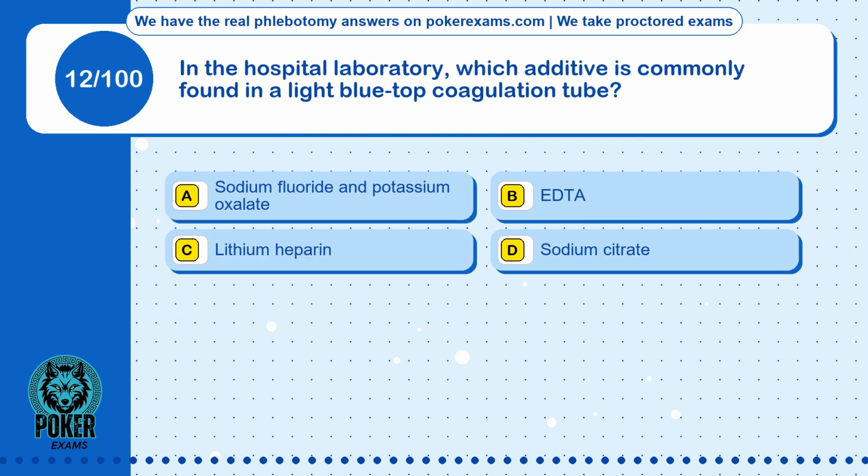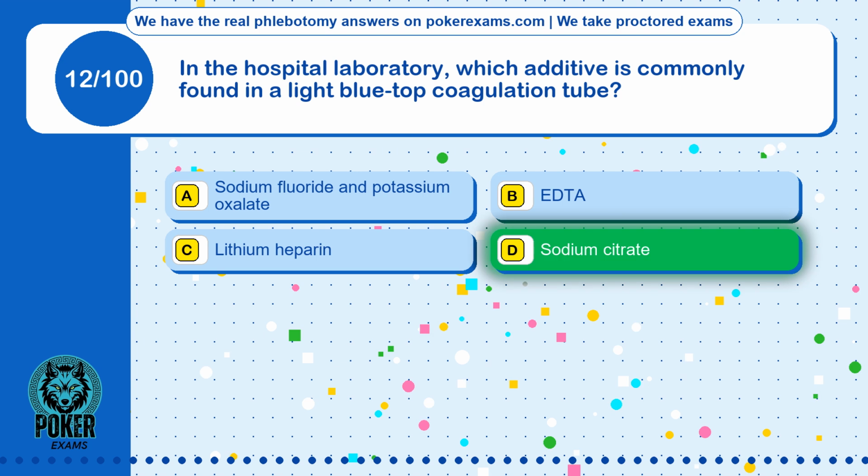Question 12. In the hospital laboratory, which additive is commonly found in a light blue top coagulation tube? Option A, sodium fluoride and potassium oxalate. Option B, EDTA. Option C, lithium heparin. Option D, sodium citrate. The correct answer is option D.